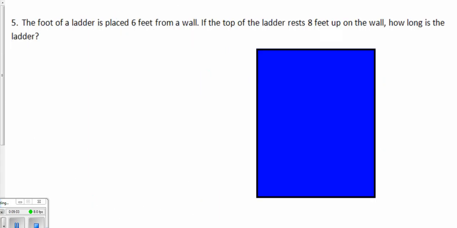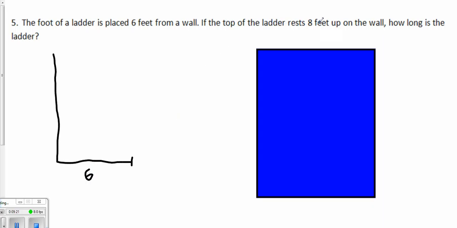Now we have a couple of word problems here. It says the foot of a ladder is placed 6 feet from a wall. So if here's a wall, we'll go like this. The end of the ladder is 6 feet away. So we're going to come out. This is where the ladder is placed. It is 6 feet away.